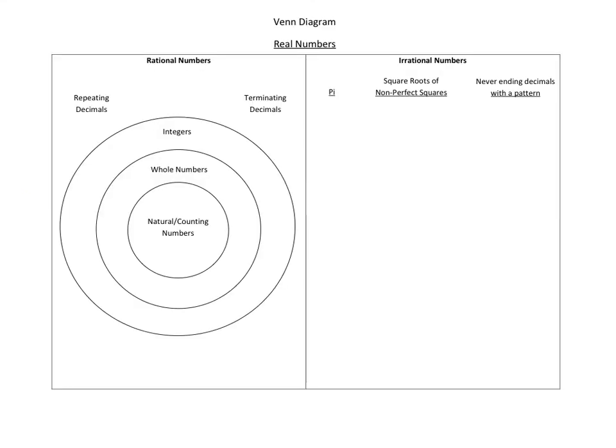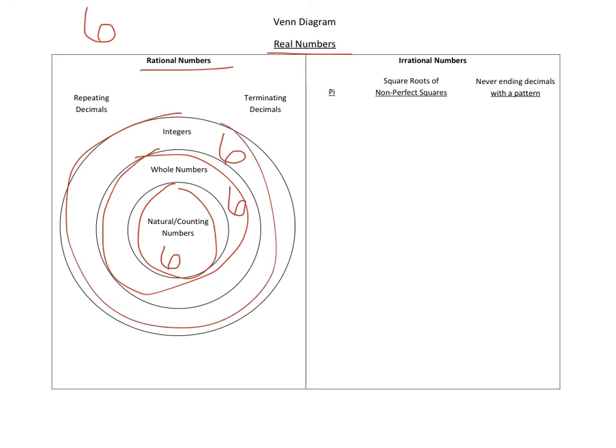Now if we were trying to choose where the number 6 belonged, not -6 but just +6, +6 would be a natural counting number. It would also be a whole number. It would also be an integer. And then that makes it a rational number and a real number. So a number can be several things, especially if it's a rational number. It can be in several of these circles. All natural numbers are also whole numbers and are also integers.